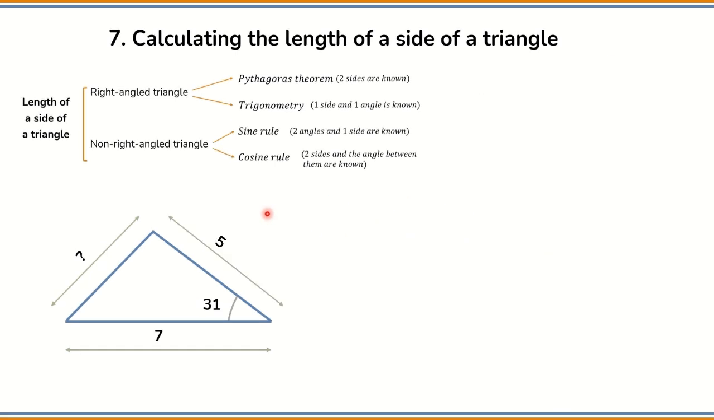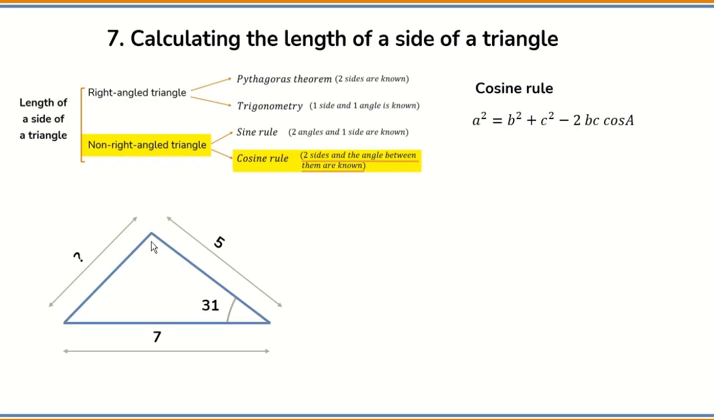Example 7. We have to calculate this side of the triangle. This is a non-right angle triangle, and two sides and the angle between them are known. So we can use the cosine rule. I'm going to label the sides, and in this case it's very important that we label A the unknown side. So the opposite angle is A, this is going to be B, and this C.